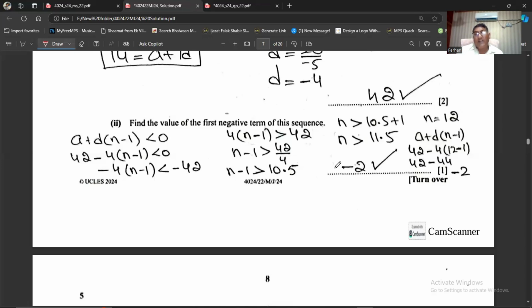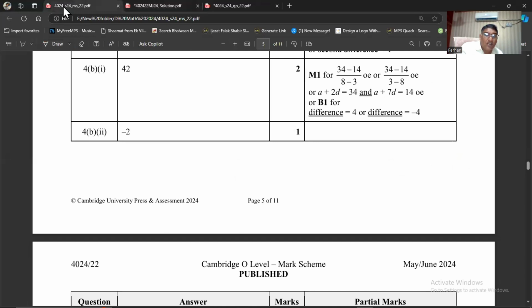So now I will find that nth term, a plus d bracket n minus 1. a is 42, d is minus 4. And the nth term you want to find out is the 12th term. So that will be 12 minus 1. So 42 minus, 12 minus 1 is 11, 11 multiplied by 4, that is 44. So 42 minus 44, and that will be minus 2. So that term which will be negative, that will be minus 2.